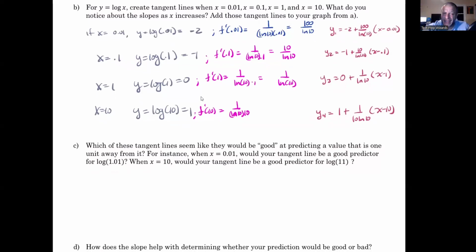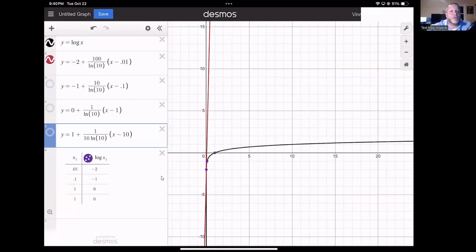So C is kind of like a conceptual question, right? If we want to make a prediction using a value that's 1 unit away, so if x is 0.01 and we want to make an approximation of log of 1.01, let's see what that would look like on this graph. So here's our 0.01, so there's our line.